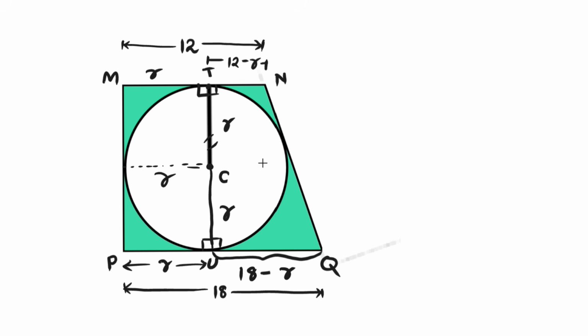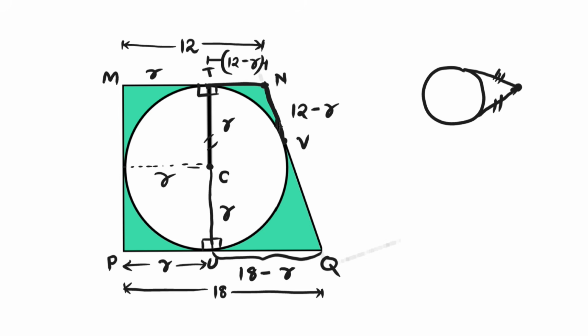Now let's use another very important theorem. Tangent segments drawn from the same external point to a circle are always equal in length. This is one of the most useful properties of tangents. So, if the slanted side touches the circle at point V, then from point N, the two tangent segments NT and NV are equal. Since TN equals 12 minus R, we immediately get NV equals 12 minus R.